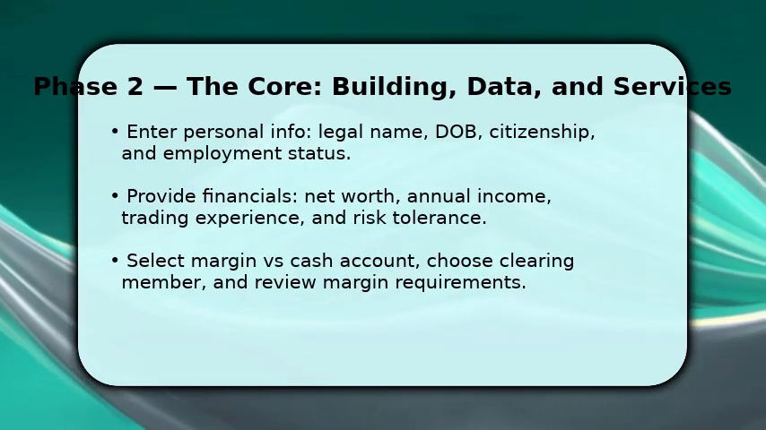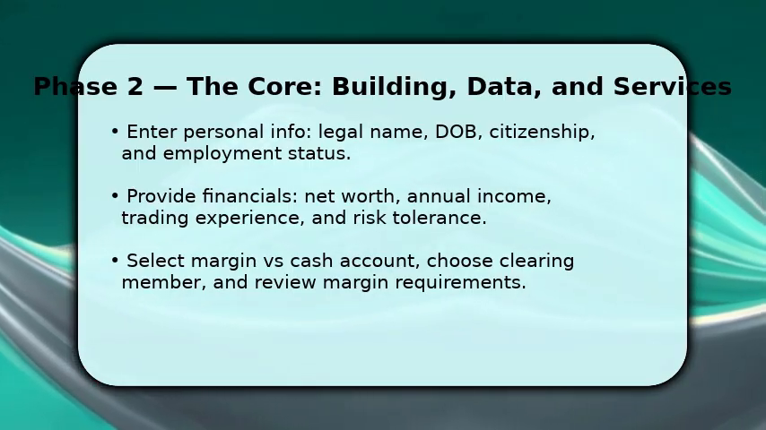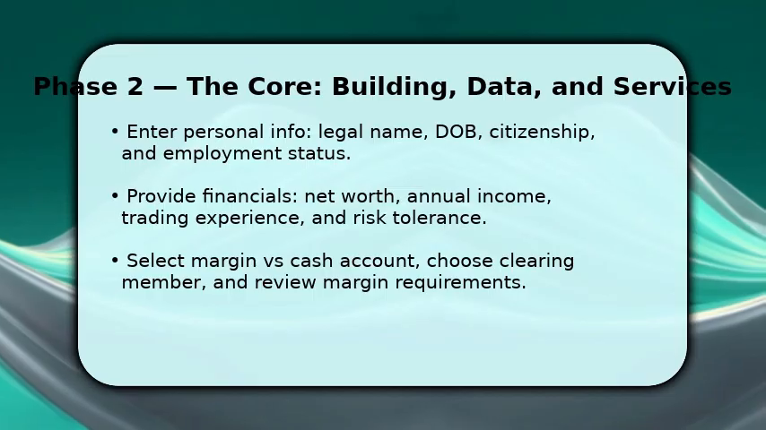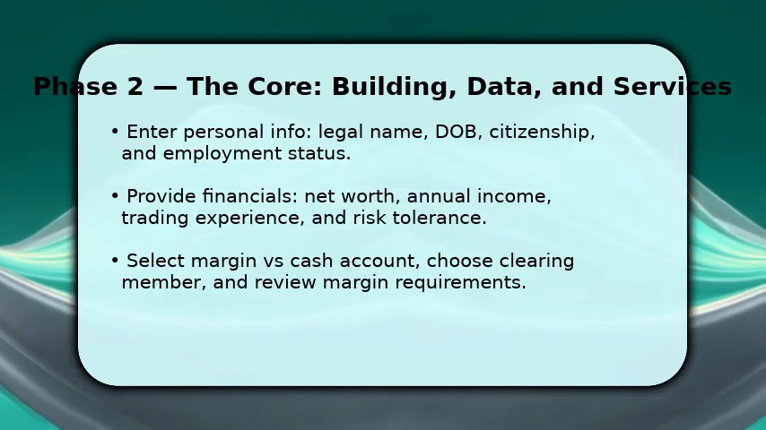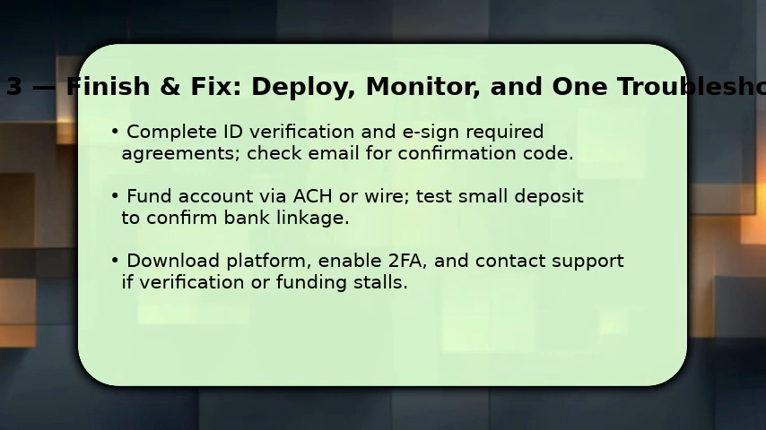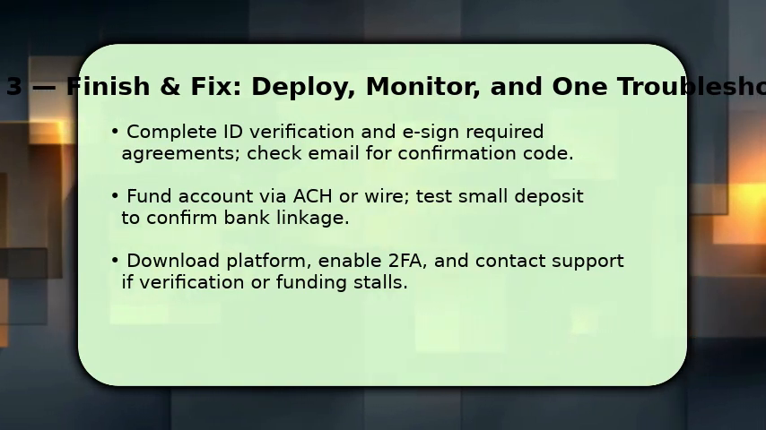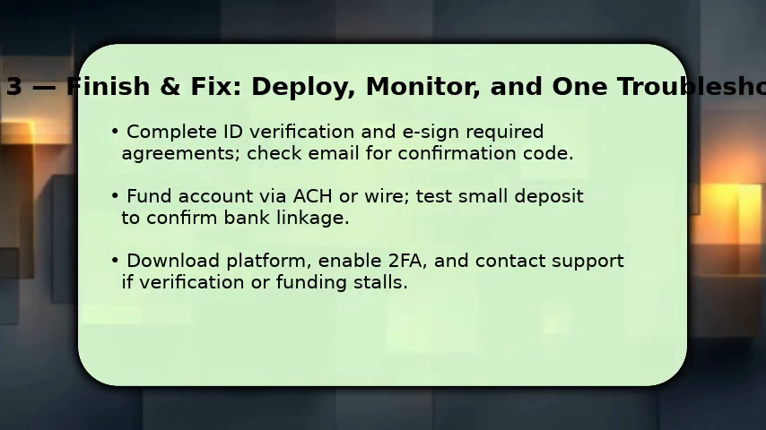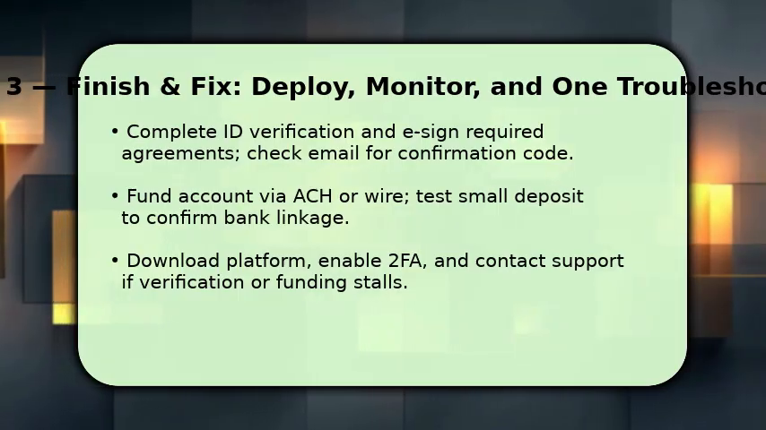After that, pick your clearing member option and confirm margin requirements so you know buying power and potential maintenance calls. Finish by verifying your identity and e-signing all agreements. Check email or phone for codes and upload documents when prompted.